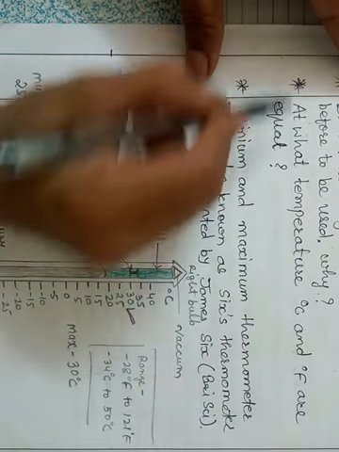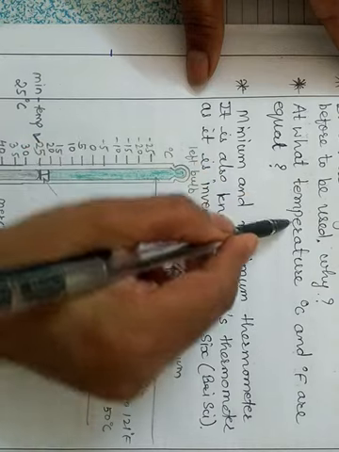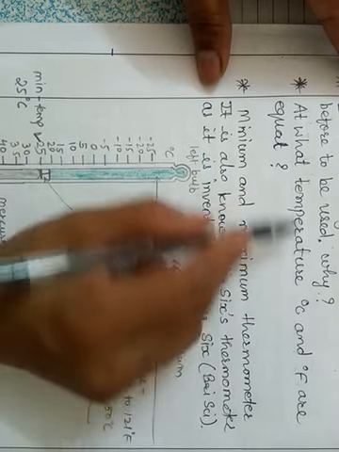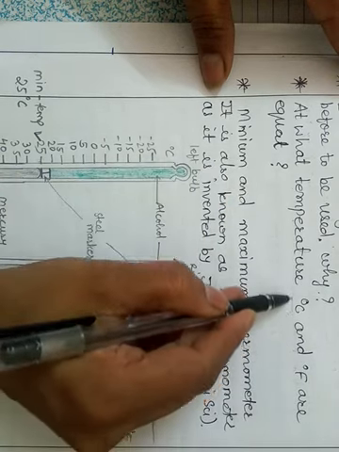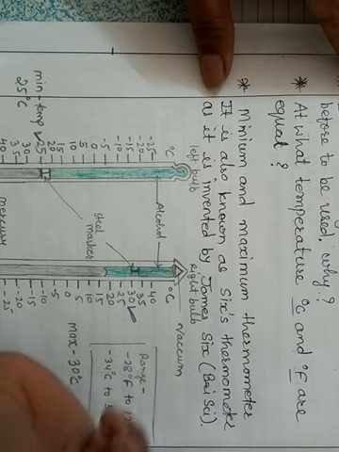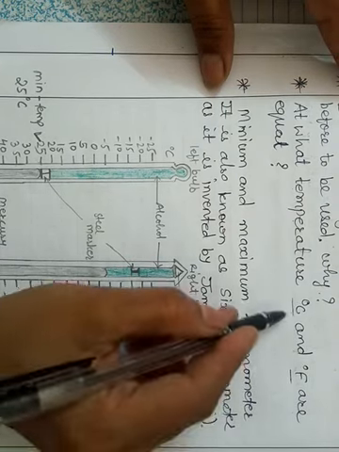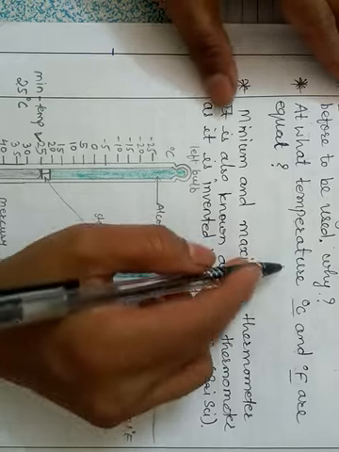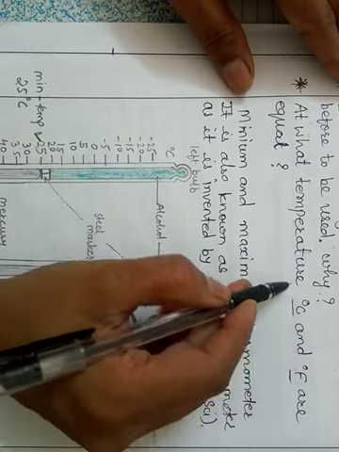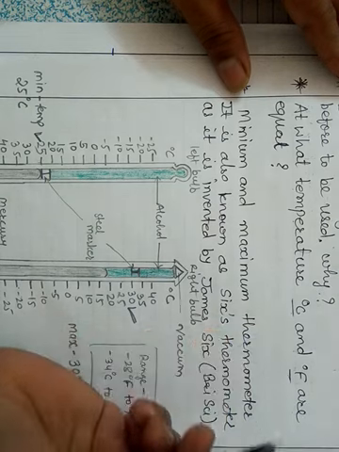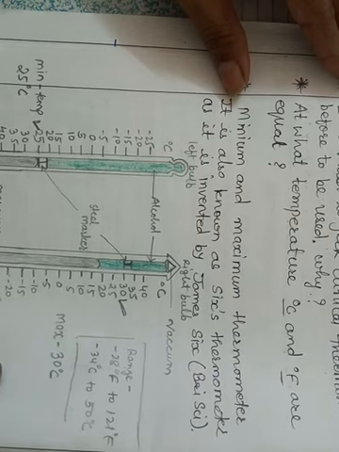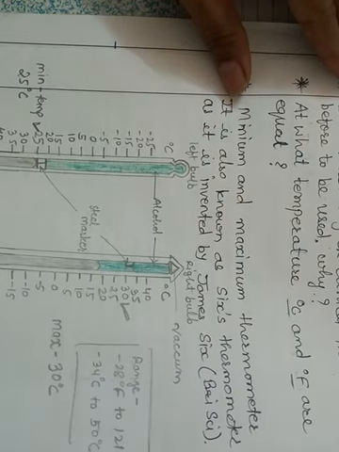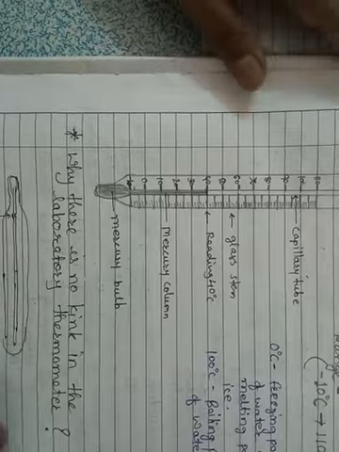Then next, at what temperature are degree Celsius and degree Fahrenheit equal? We know that these are the two scales that are commonly used to measure temperature. There is a certain temperature at which both these scales are equal. Now how can we find which temperature that is? There is one small calculation we can do.